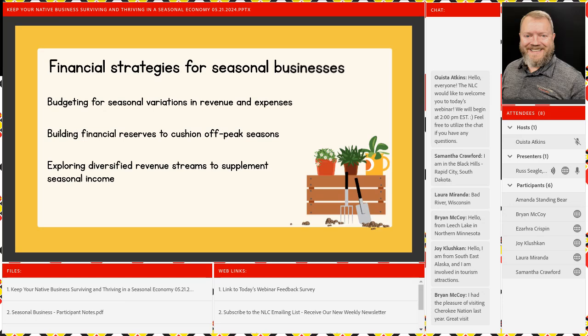We also have the ability to do what's called flexible budgeting. Flexible budgets can accommodate some fluctuations in revenue and expenses, because as we've seen seasonal economies begin to expand, there was a time when Cherokee was 8 months out of the year. Then it became 9 months out of the year. Now it's closer to 12 months out of the year.